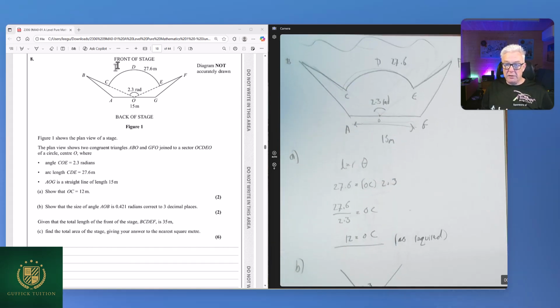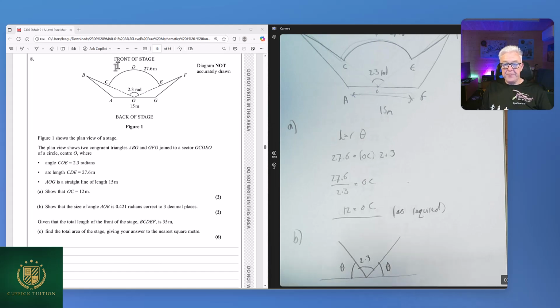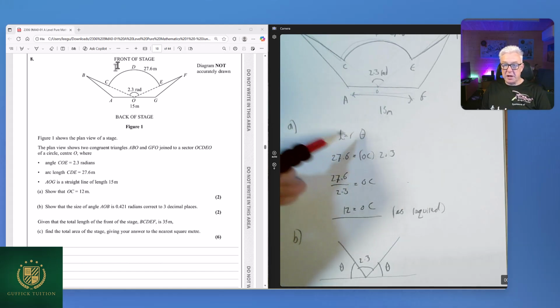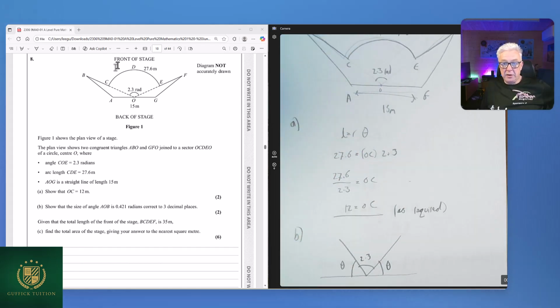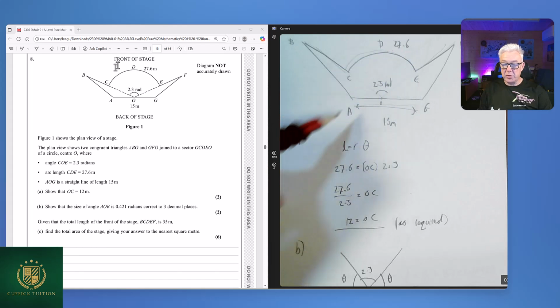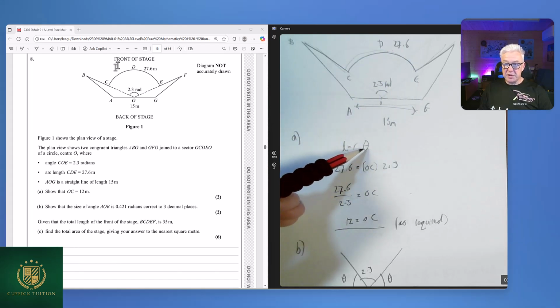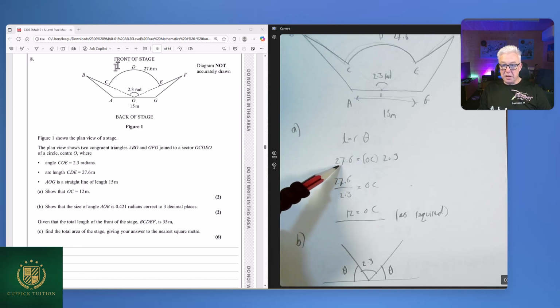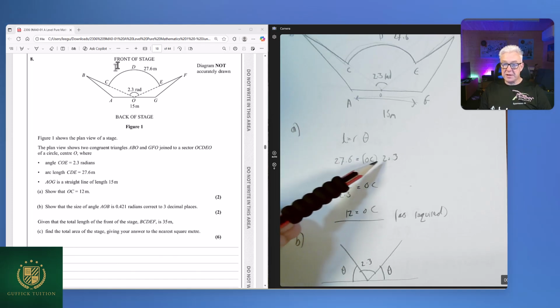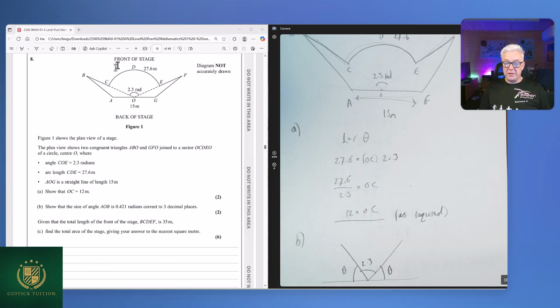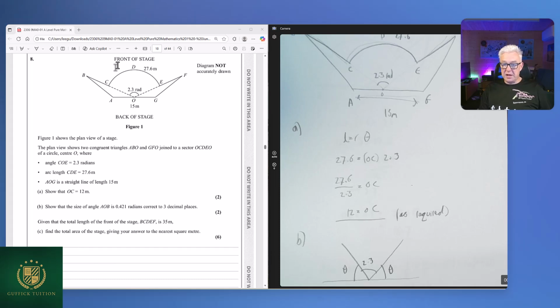Well, the formula for arc length is equal to r times theta when we're working in radians. So L is equal to r theta. Given that, we have L is 27.6 and theta is 2.3 radians, so therefore we can work out what r is. So 27.6 equals OC times 2.3. When we divide by 2.3, we get what OC is, and that turns out to be 12 as required. So that's part A done.